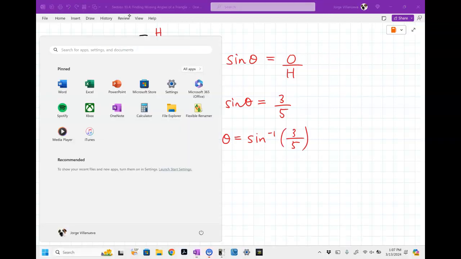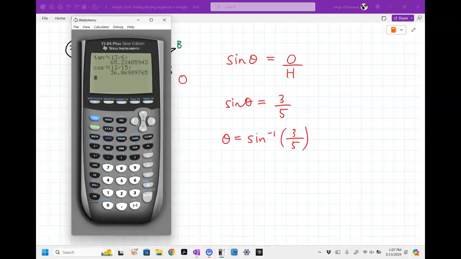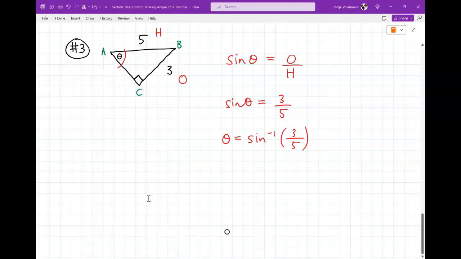And I'll put that into the calculator. So sine inverse, so second sine of 3 over 5. It comes out to the same as the other one, right? 36.8699, which is basically 36.9. So theta is 36.8699, which is 36.9 degrees.